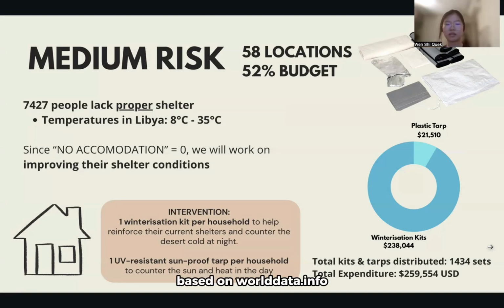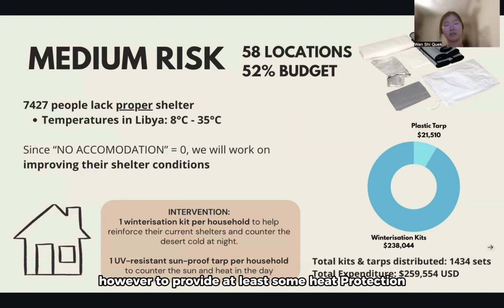Based on worlddata.info, Libya's climate ranges from about 8 degrees Celsius in winter to 35 degrees Celsius in summer. And according to UNHCR, while heat can be harsh, temperatures below 10 degrees are actually more life-threatening for displaced people, especially those living in poorly insulated or damaged buildings. That's why our main focus is on distributing winter kits rather than large-scale cooling measures.